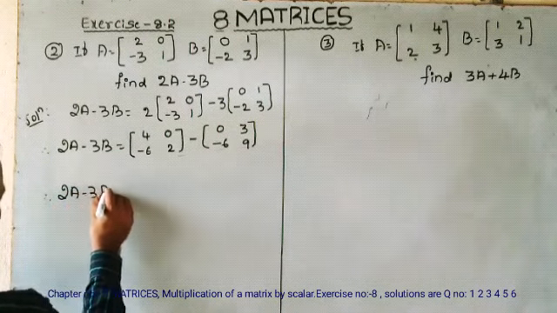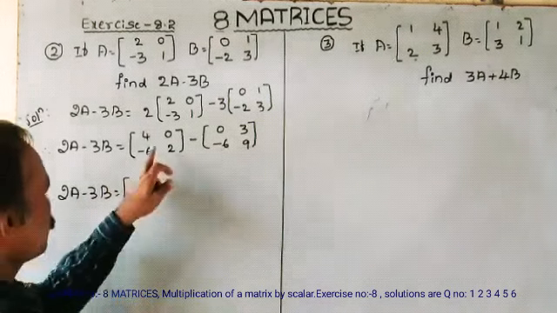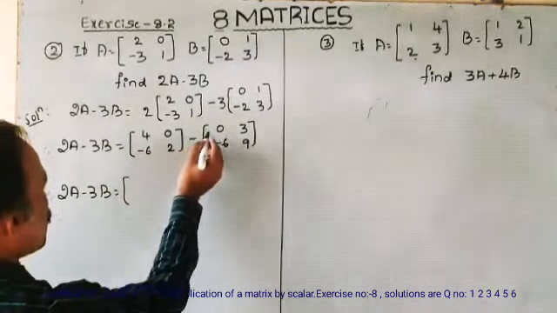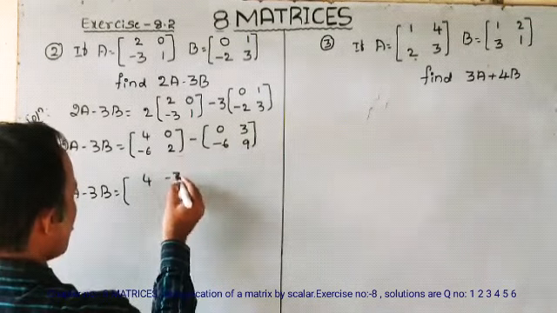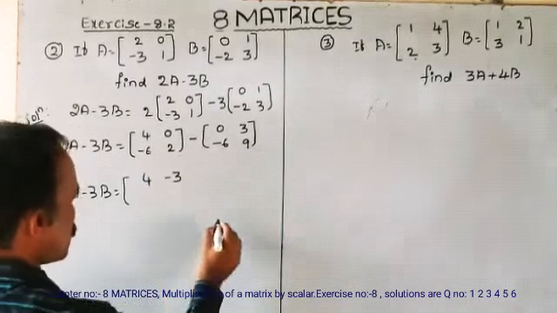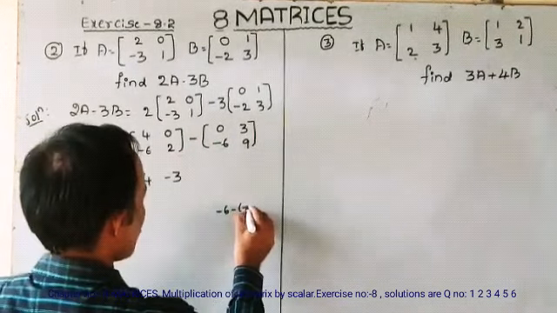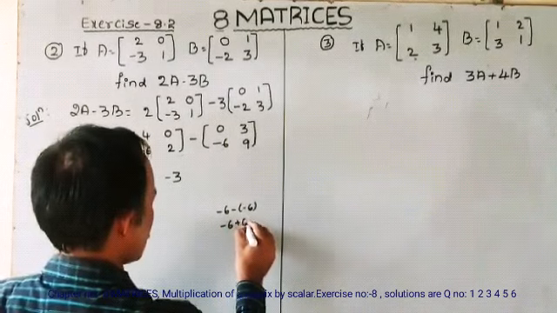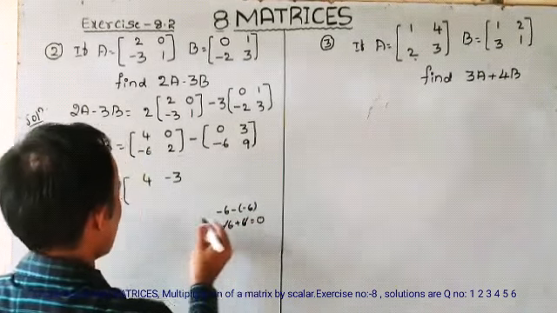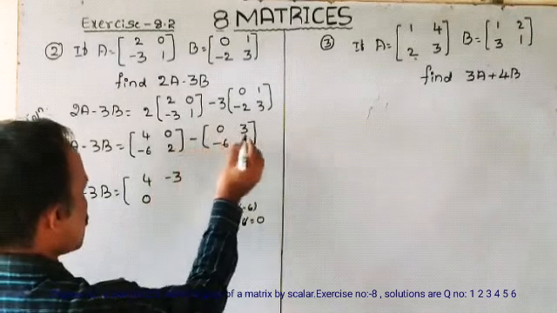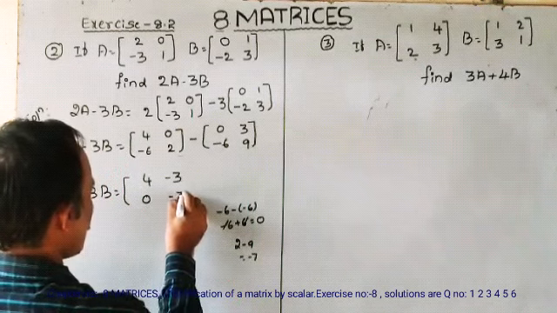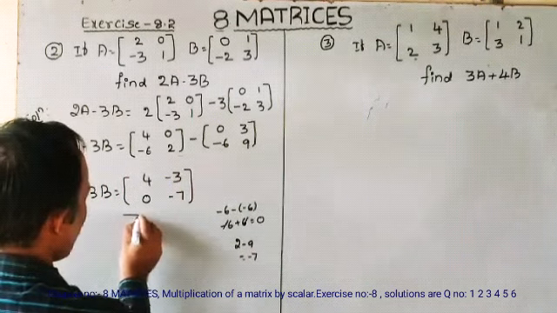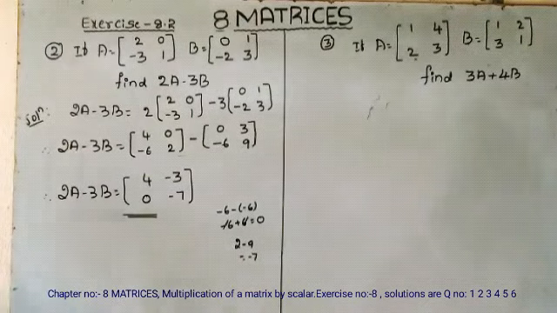So therefore, 2A minus 3B is equal to, adding corresponding terms, 4 minus 0, that is 4. 0 minus 3, that is minus 3. Minus 6, minus of minus 6, so minus 6 plus 6. Let's cancel, so 0. 2 minus 9, so this is equal to minus 7. So this is the final answer: 4, minus 3, 0, minus 7.